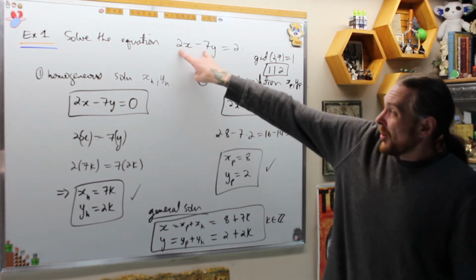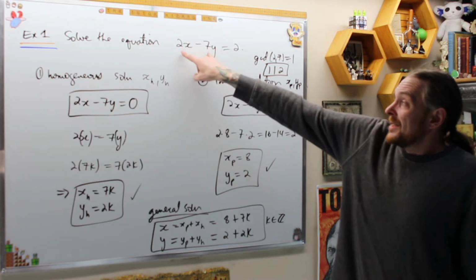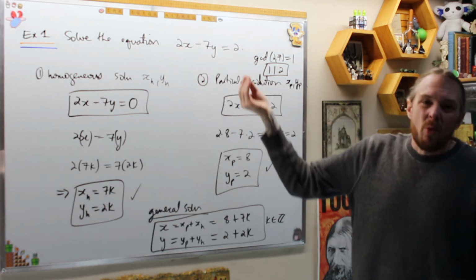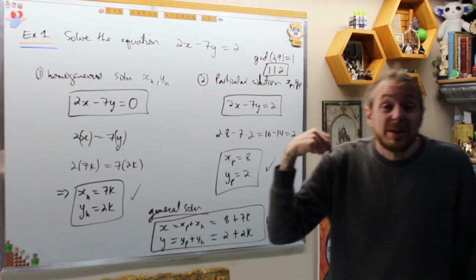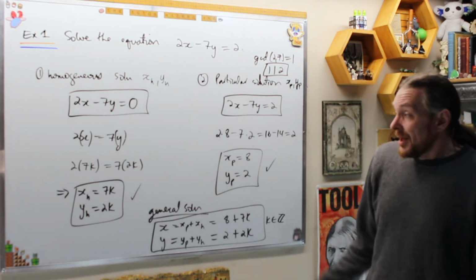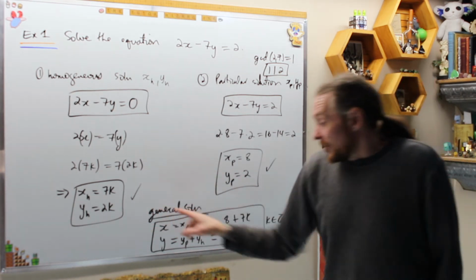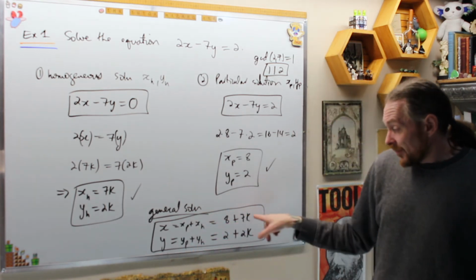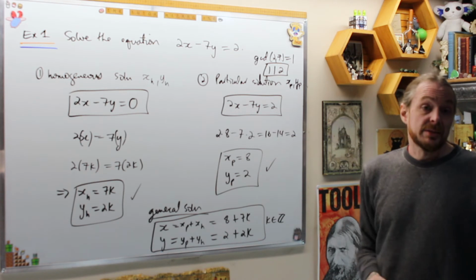But step 1 should always be compute the GCD of 2 and 7. You can ignore the negative of 2 and 7. It happened to be 1. 1 divides 2. Therefore, there must be infinitely many solutions in the form of the particular solution plus the homogeneous solution, which in this case is 8 plus 7k, and y is 2 plus 2k.